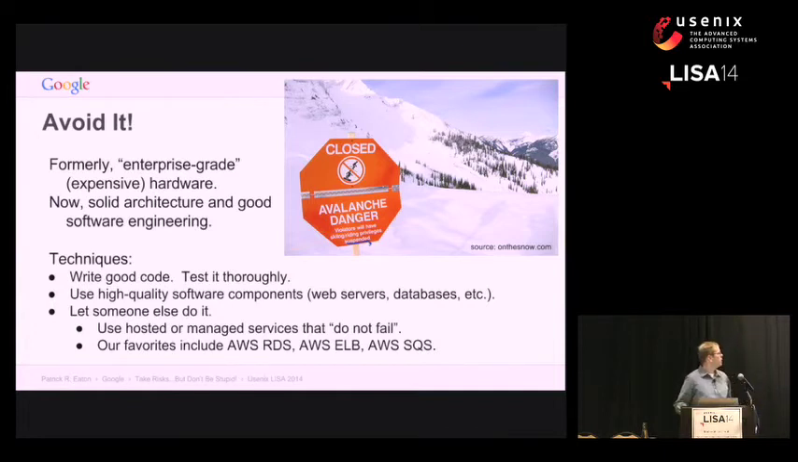The first strategy is to avoid it. Formerly, this meant buying very expensive enterprise-grade hardware. Now in the cloud, we have no control over what hardware we have, and in fact, we've heard from many of the providers that they usually try to use the cheapest hardware they can. So instead, now this is about solid architecture and good software engineering.